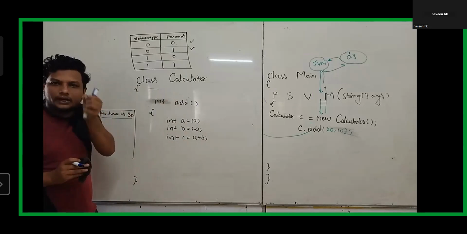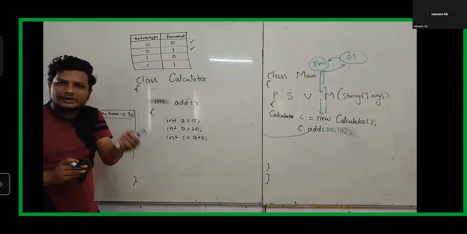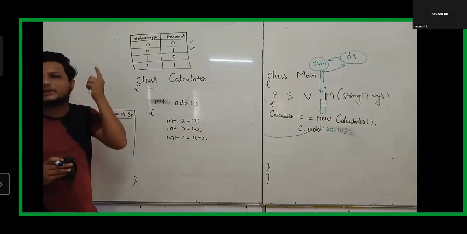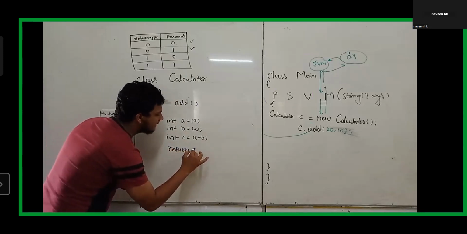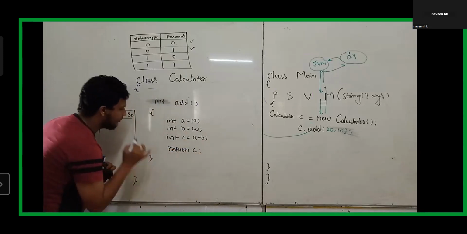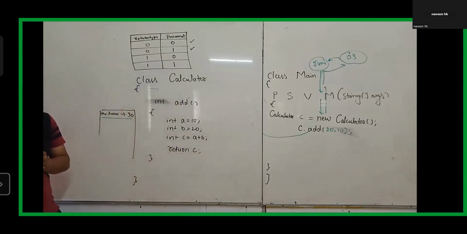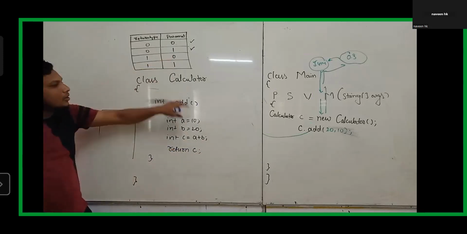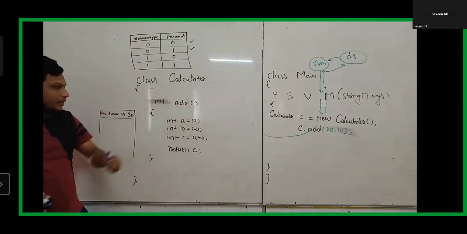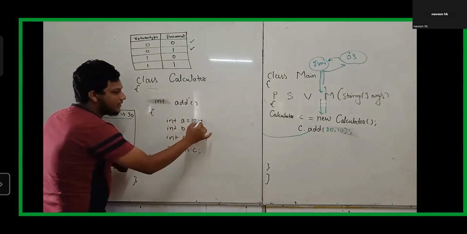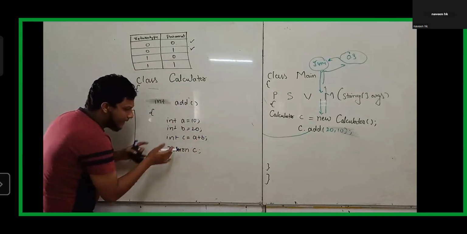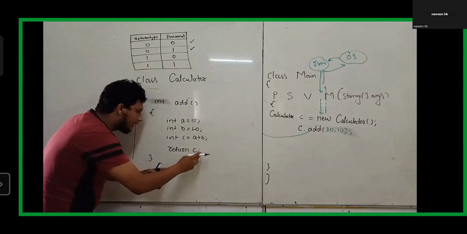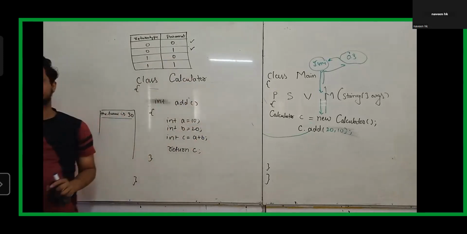Then for returning, we have to make use of a reserved keyword, the return keyword. I'll write return C; semicolon. Now we have successfully created a method with a return type and no parameter. Whenever control comes to this method, A will be allocated, B will be allocated, the sum will be calculated, and this sum, instead of being printed here, will be returned to the person who has called.